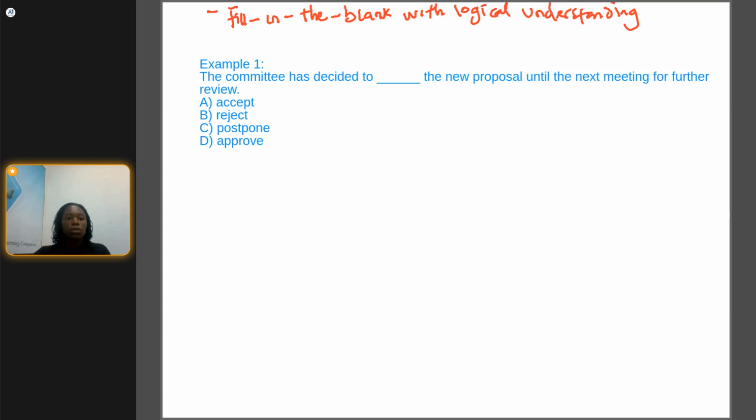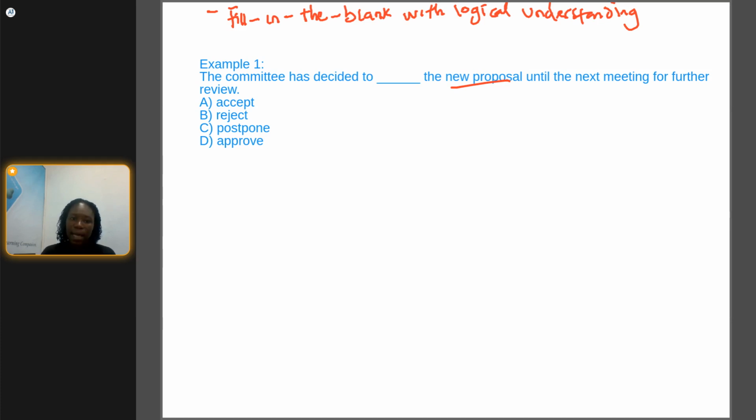All right, so let's have this example. It says the committee has decided to dash the new proposal until the next meeting for further review. When it talks about your logical understanding, of course, it means you have to understand what these words mean before you know what correctly fits into the space. So when you talk about further review, it means something on the new proposal has not been concluded yet, and that they are coming back to it.